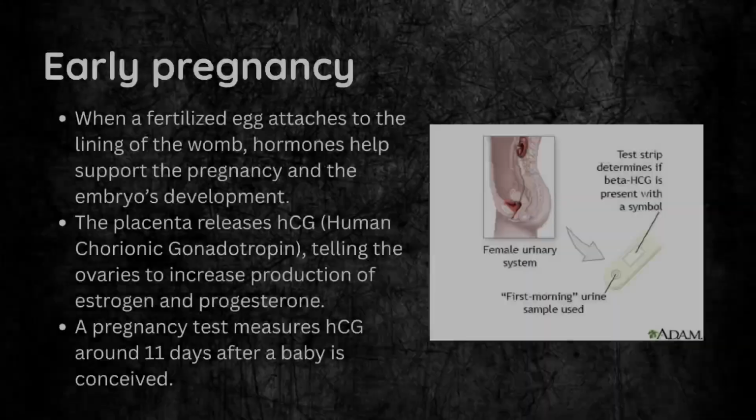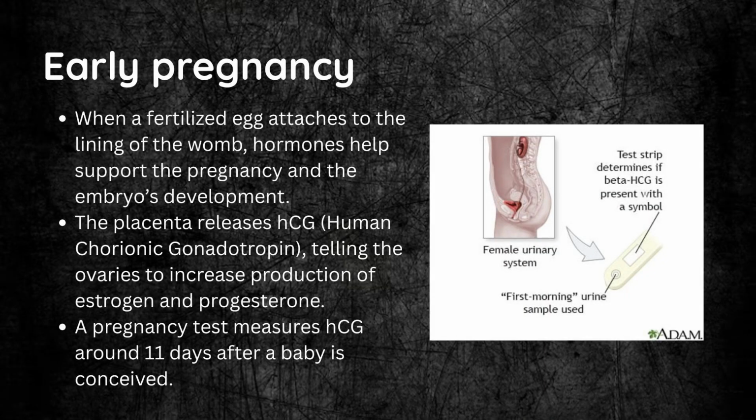In early pregnancy, when a fertilized egg attaches to the lining of the womb, hormones help support the pregnancy in the embryo's development. The placenta releases HCG, telling the ovaries to increase production of estrogen and progesterone. So the meaning of HCG is human chorionic gonadotrophin. What is it? It is a hormone produced by the placenta during pregnancy. It helps thicken a person's uterine lining to support a growing embryo and tells the body to stop menstruation.